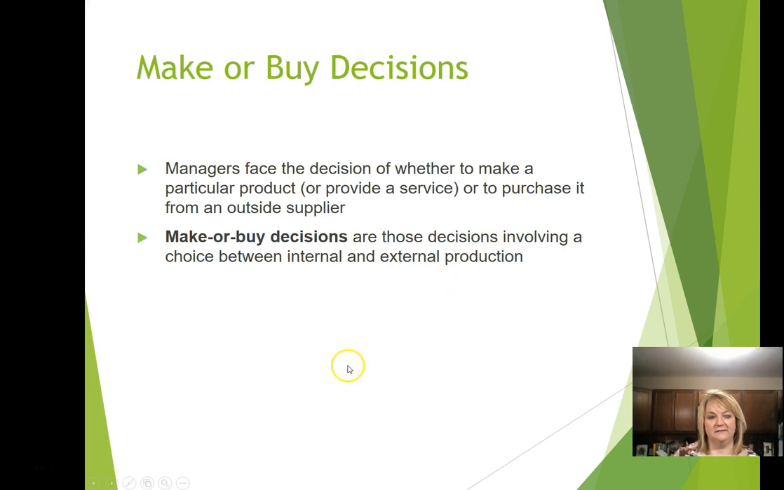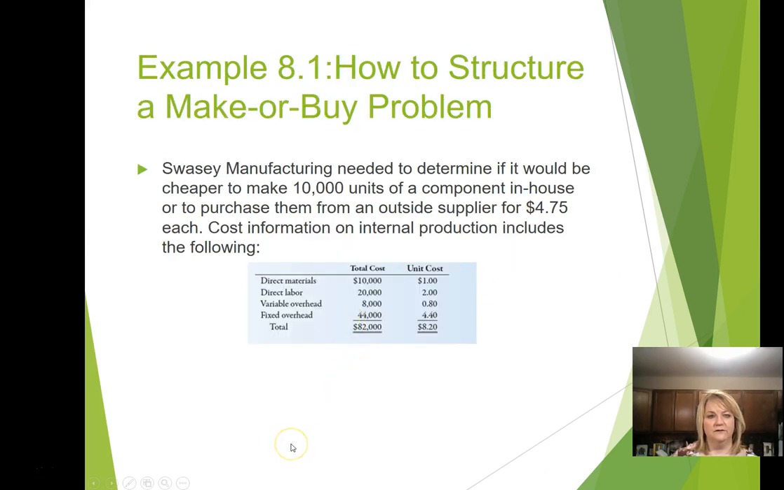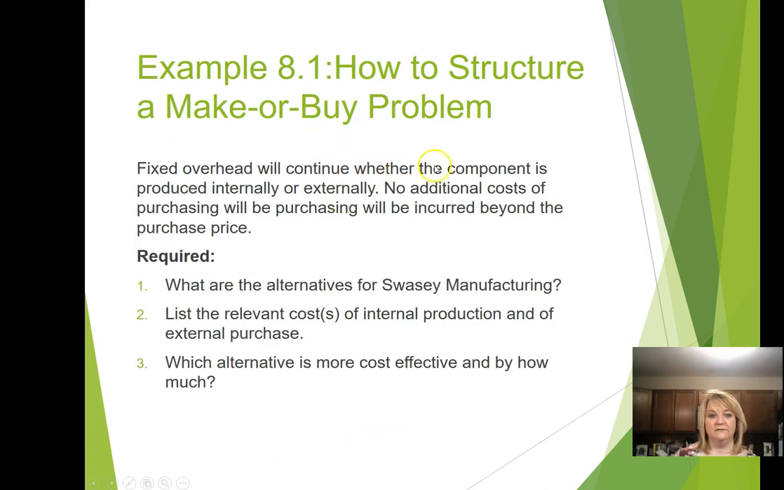Make or buy decisions, that's part of your homework this week. Here's an example. Swazi Manufacturing needed to determine if it would be cheaper to make 10,000 units of a component in-house or to purchase them from an outside supplier for $4.75 each. Cost information on the internal production includes the following. Fixed overhead will continue whether the component is produced internally or externally. That will not change. No additional costs of purchasing will be incurred beyond the purchasing price.